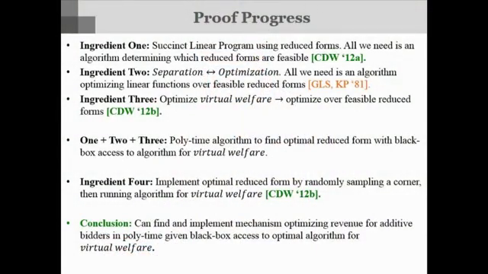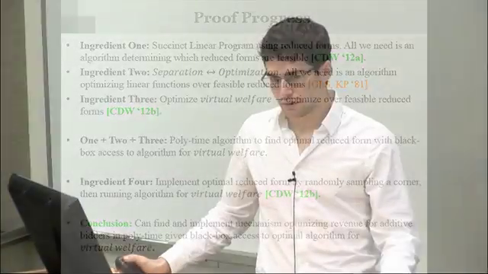Okay. So now this is the last ingredient. And so with all four of these together, this means that you can find and implement the mechanism that optimizes revenue in polytime as long as you have black box access to an optimal algorithm for virtual welfare. Okay.